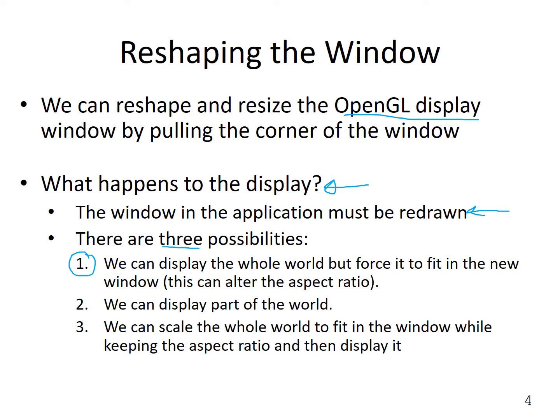The first possibility is that we can display the whole world but force it to fit the new window. However, this can alter the aspect ratio of our world. The second option is that we can display part of the world and skip the other part. The third and the most desirable option is that we can scale the whole world to fit in the new window while keeping the aspect ratio the same, and then display it.